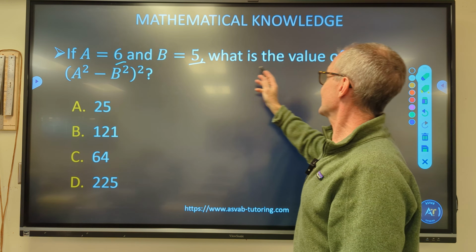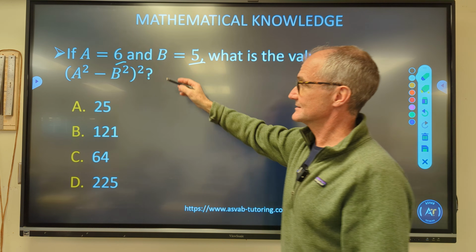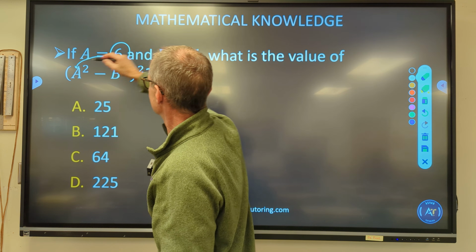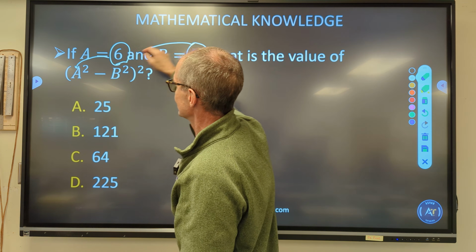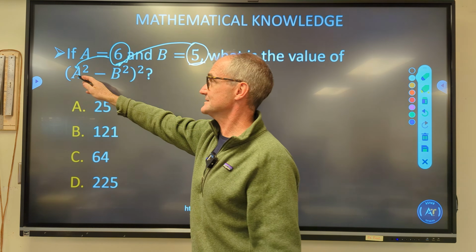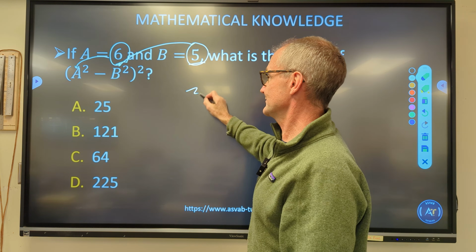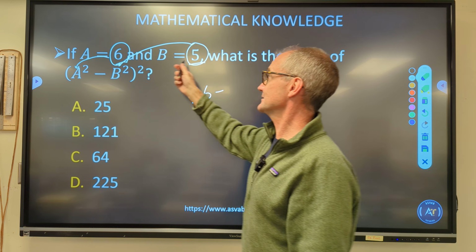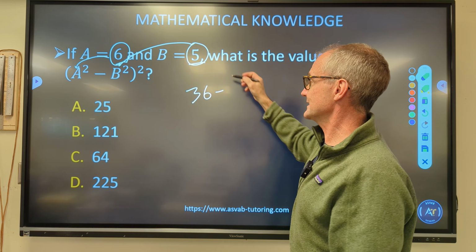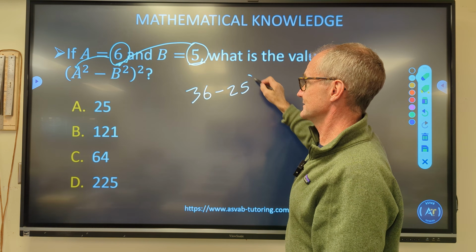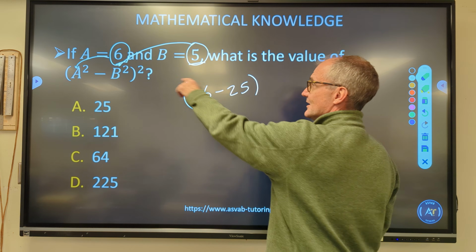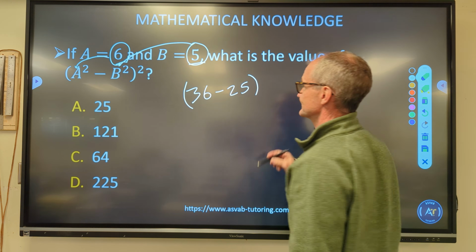Okay, A is equal to 6. B is equal to 5. What is the value of this? So I just take that value for A, plug it in here. Take that value for B, plug it in here. So I got 6 squared, 36, minus B squared. B is 5, minus 25. Right, so I got my A squared minus B squared, all to that power of 2.